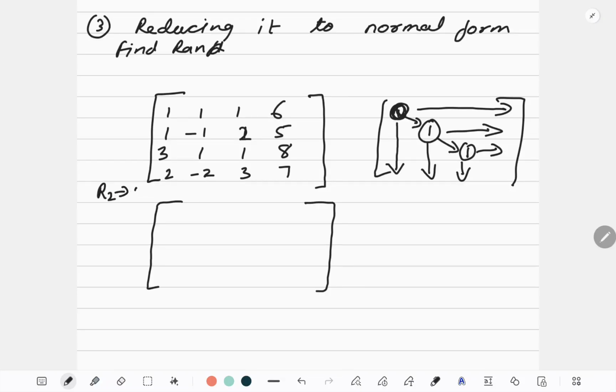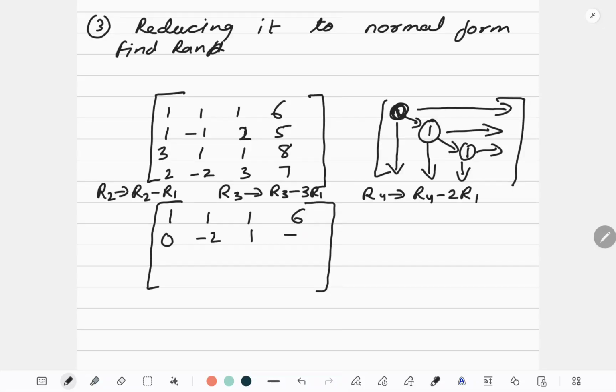In R2 you apply R2 minus R1. In R3 you apply R3 minus 3R1. In R4 you apply R4 minus 2R1. Observe, I am using only R1. So 1, 1, 1, 6. Then 0. Now minus 1 is minus 2. 2 minus 1 is 1. 5 minus 6 is minus 1. Okay, now 0.